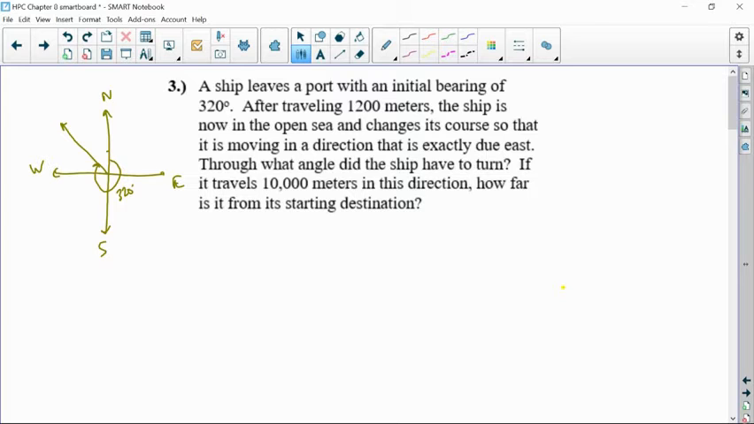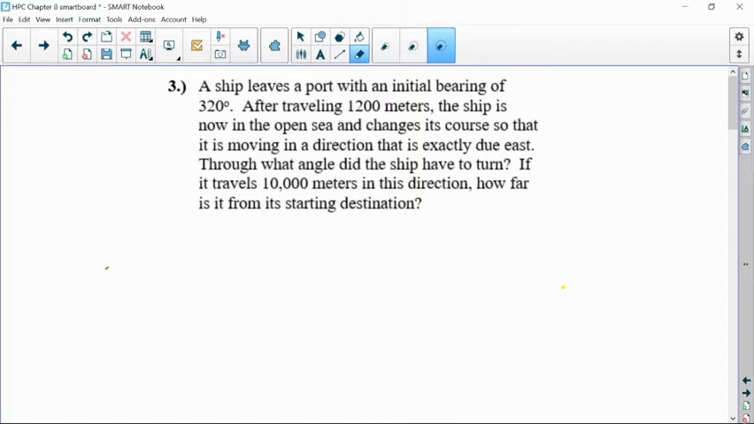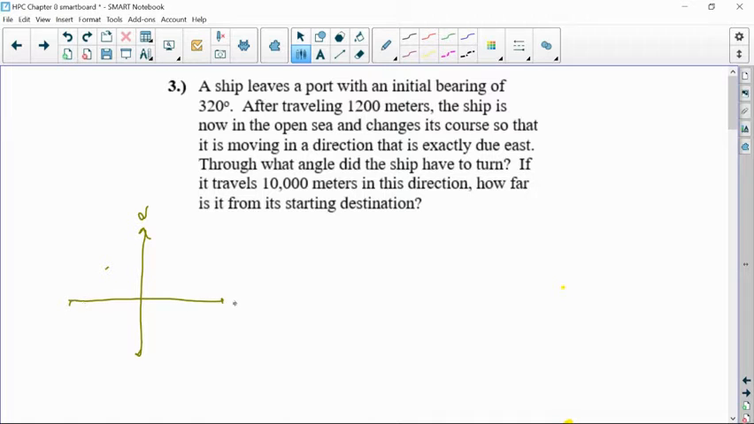And then it's in open sea, and now it's moving exactly east. Okay, so what I might do is redo this. I want to have a little bit more working space here. So now I kind of have my bearings on where it's going, pun intended. So I know it has an initial bearing of 320 degrees. There's north, east, south, and west.